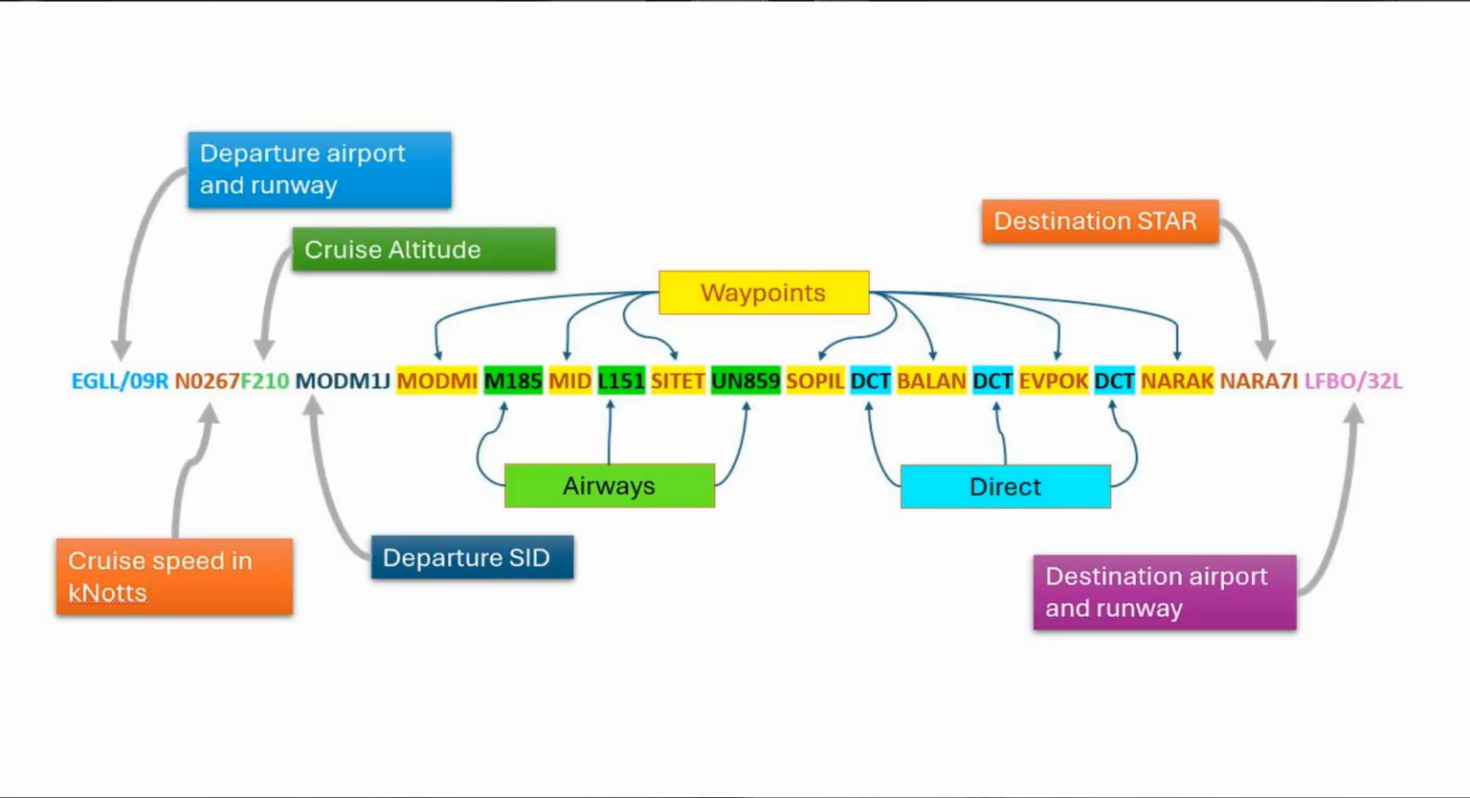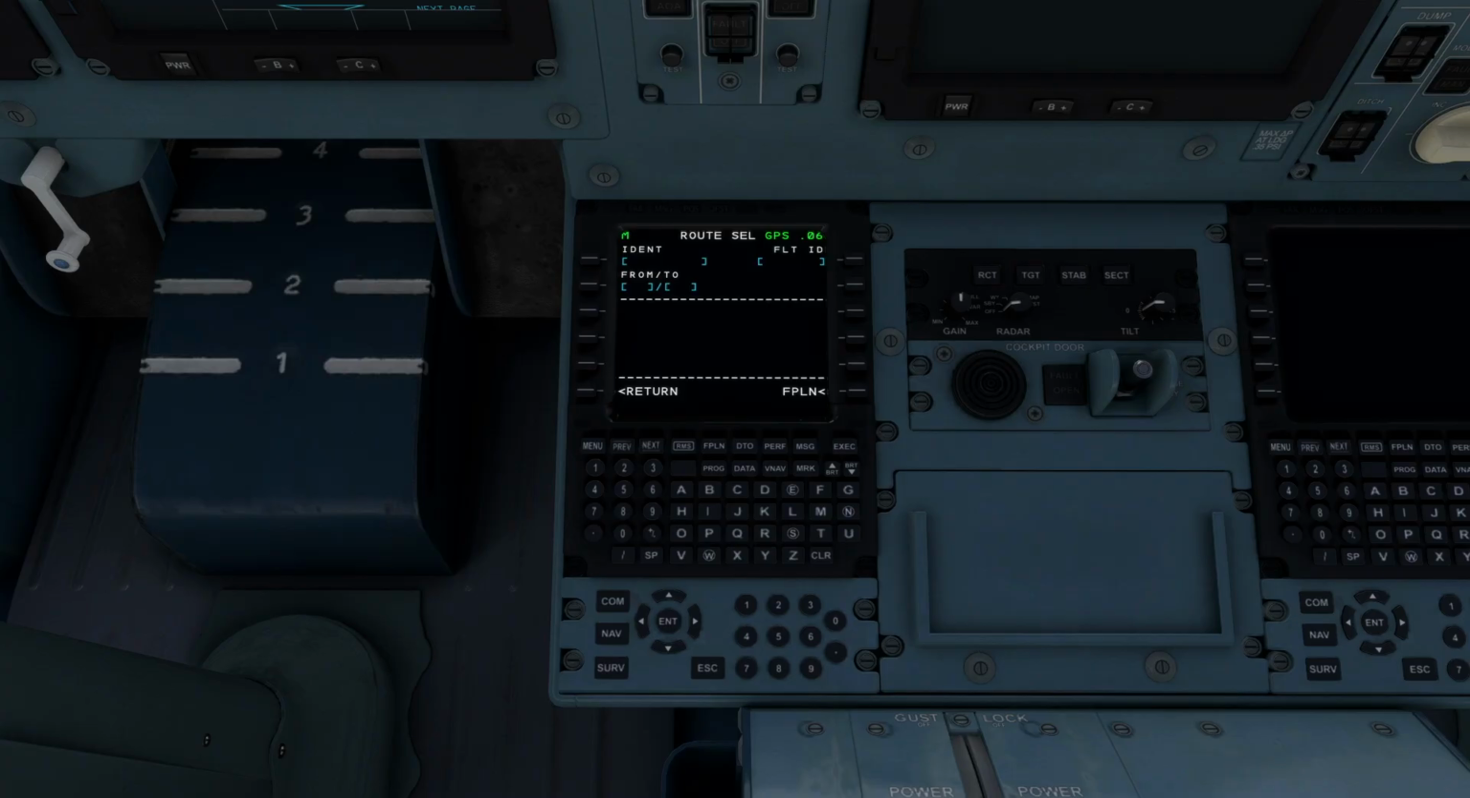So the first thing we need to do is put the from and to, so our main destination and departure airports. So first of all, we will type using the keys EGLL for London Heathrow, then the slash, then L, F, B, O for Toulouse. Once that's entered, you hit the button for from to, and that establishes that into the system. Took a little while there, but it's done. Then we hit the exec button on the bottom right.